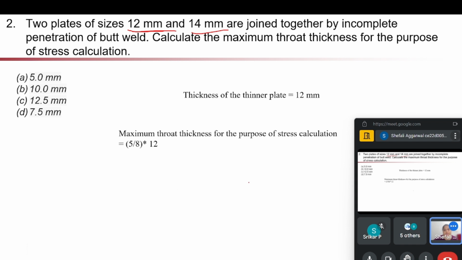Next, for the purpose of stress calculation, our maximum throat thickness is given by 5/8 of the thickness of our plate. So 5/8 of 12, if we calculate how much it is coming, 7.5 mm. So our answer will be D, 7.5 mm, right?